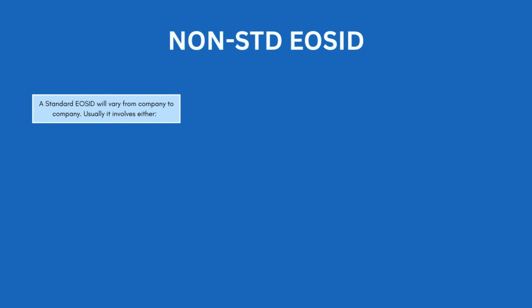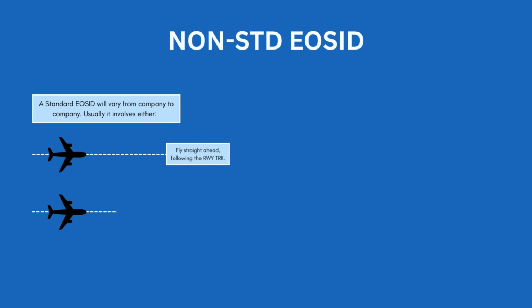Before we begin our practical demonstrations, let's have a quick look at non-standard engine out SIDs. So what's the difference between standard and non-standard? A standard engine out SID will vary from company to company. Usually it involves either flying straight ahead, following the runway track, or maintaining runway track. Then once above a certain altitude, engine secure and in clean configuration, making a left or right turn.